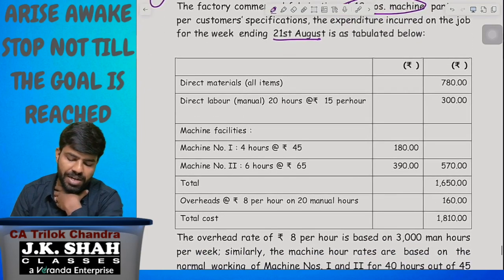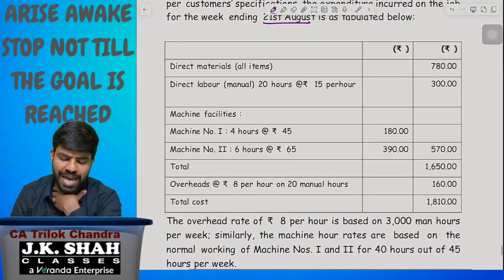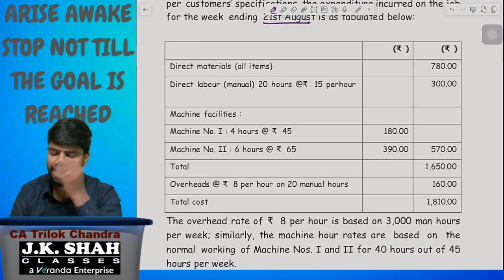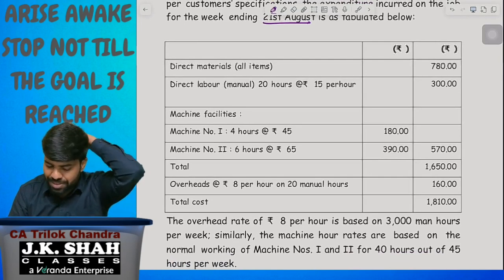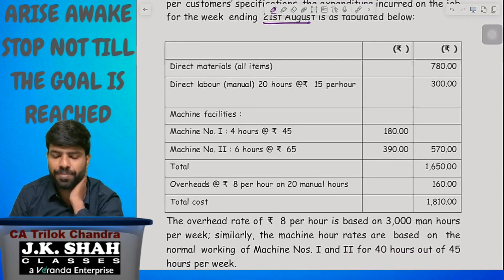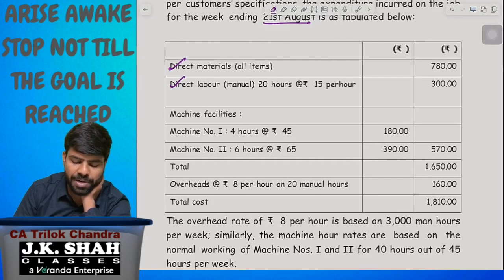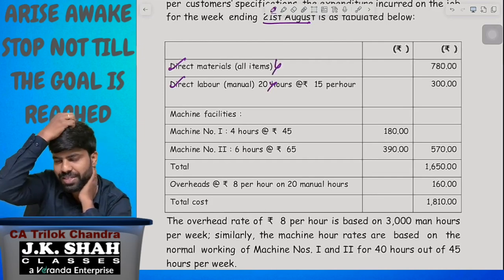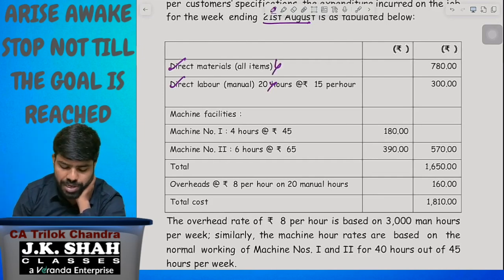Look at here. Direct material incurred is 780, direct labor 20 hours at the rate of 15 rupees per hour, 300 rupees. Then they have given machine facilities. So this is direct material, direct labor. It is not part of our discussion. The discussion is overheads. When it comes to overheads, we need to take machine cost. Machine number 1, 4 hours at the rate of 45, 180. Machine number 2, 6 hours at the rate of 65, 390. Totally 570. Total comes to 1650.